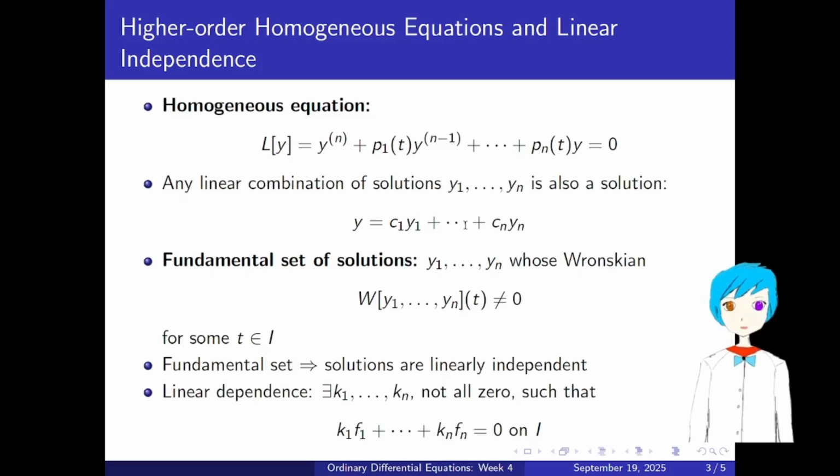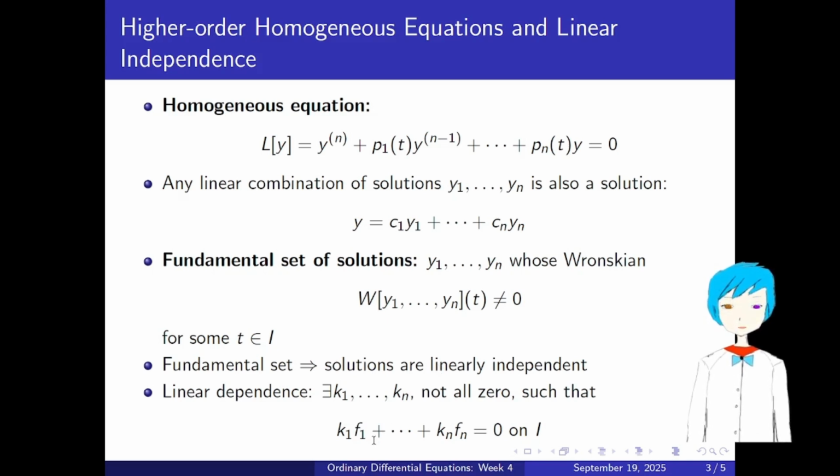For this equation, the general solution can be expressed as a linear combination of n linearly independent solutions, a fundamental set of solutions. A fundamental set of solutions means n solutions whose Wronskian is non-zero, and equivalently speaking, they are linearly independent. Any one cannot be expressed as a linear combination of all other solutions.